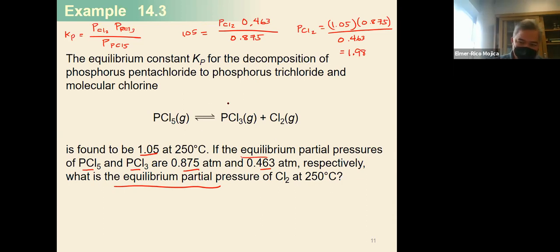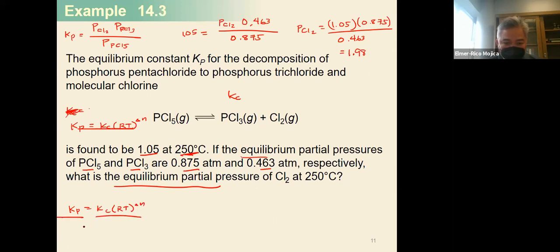Now, what if I ask you to calculate also for the Kc? So we go back to the definition. Kp equals Kc times RT to the delta n. So as you could see, the temperature is always given for that. So all you need to do now is, Kp, Kc, RT delta n. So you want Kc. So you divide both sides by RT raised to the delta n.